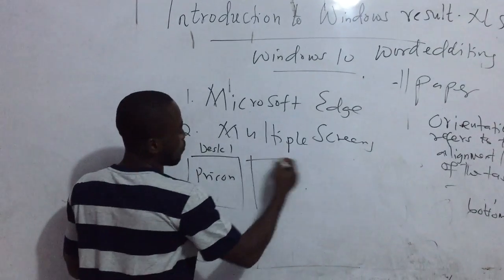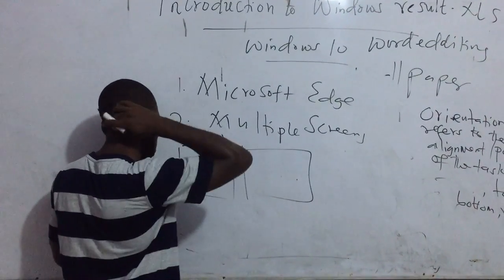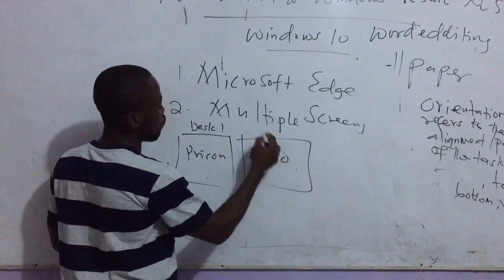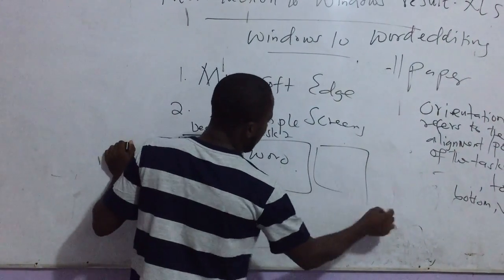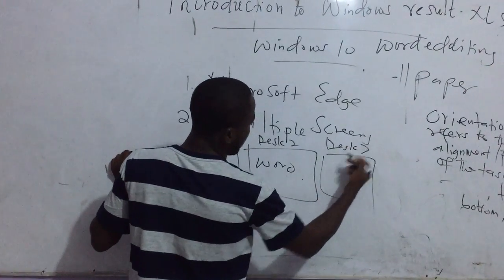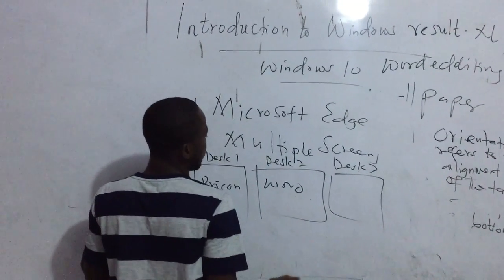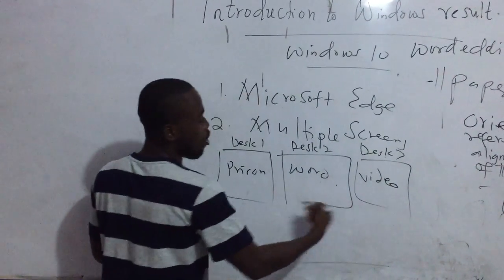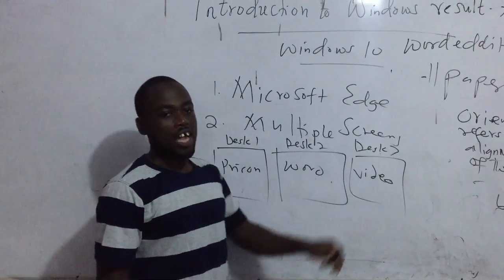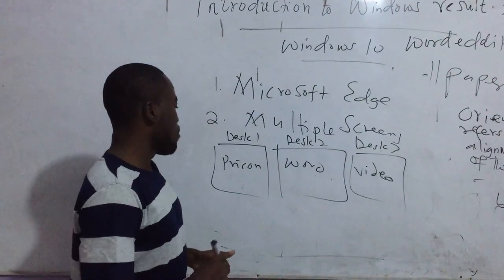I can create another virtual desktop. Here I'm typing my assignment, so this becomes desktop 2. I can have another, desktop 3, where I'm maybe doing video editing. So this is the main desktop, and these are virtual clones of the desktop. So we have so many desktops.